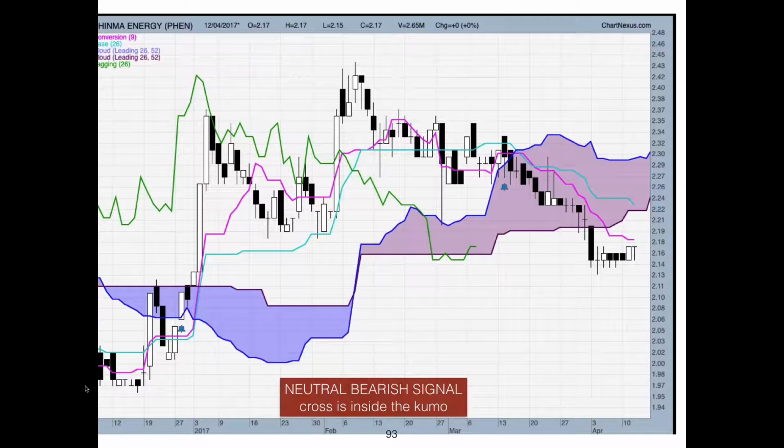Now, a neutral bearish signal is produced if the signal happens inside the Kumo. This chart of Fen shows a neutral bearish signal when the Tenkan-sen crossed below the Kijun-sen inside the Kumo.